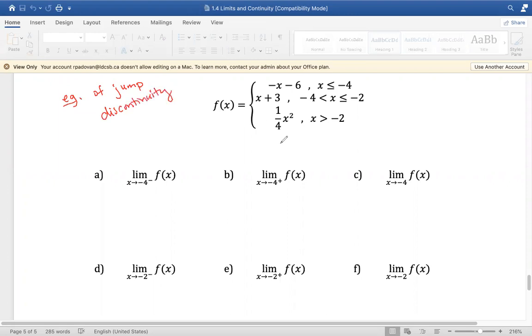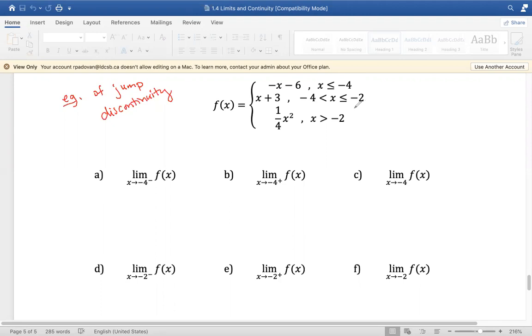discontinuity. So for example, we have a function, and the function is linear here, negative x minus 6, if x is less than or equal to negative 4. So it's linear, approaching in from the left, all the way up to negative 4 and including negative 4. Once I get to negative 4, the function changes to a different expression, x plus 3. So y equals mx plus b is still linear. It's got a degree of 1. Between negative 4, not including, but near negative 4, and up to and including negative 2.